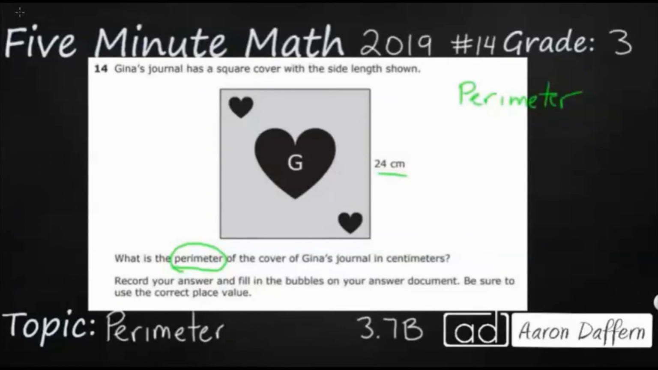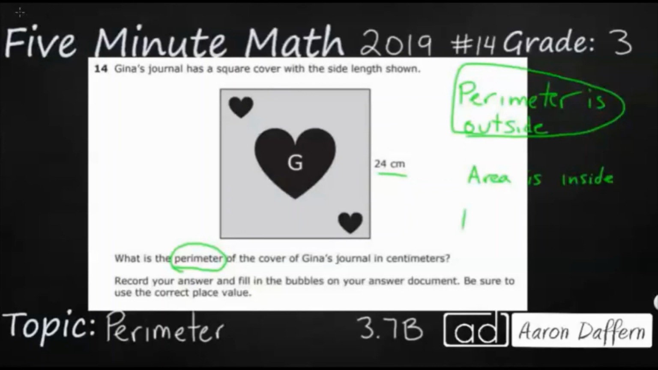There's no answers for us to choose from. So the perimeter is the outside. So we're always looking at the outside around an object. If we ever are asked to find the area, that's the inside. So that's where we put the squares inside and see how many squares it takes. But we're dealing with the outside of this square journal cover. And so we need to find the perimeter.